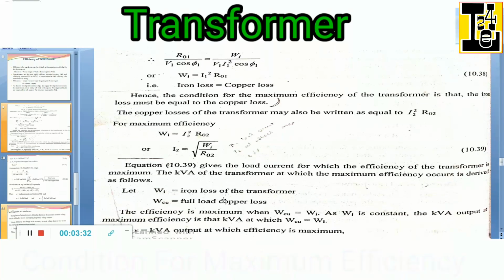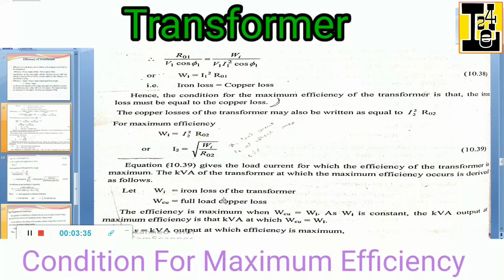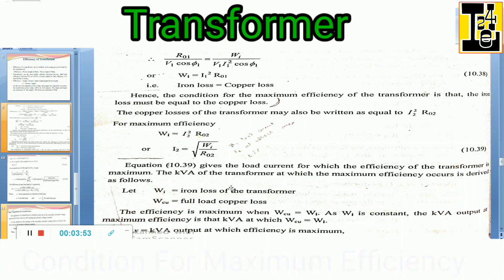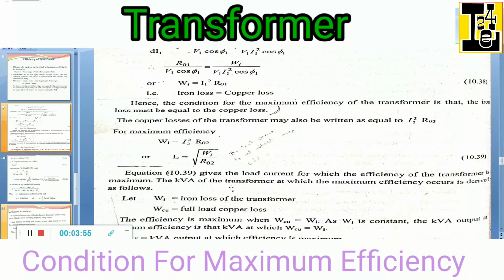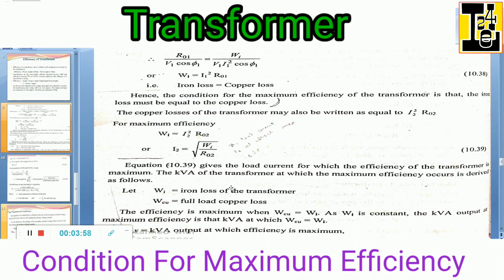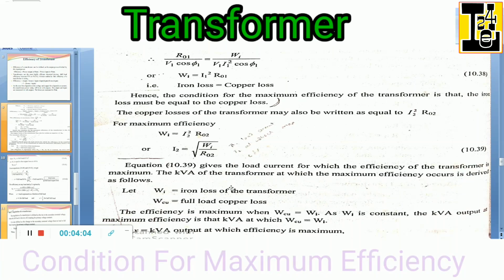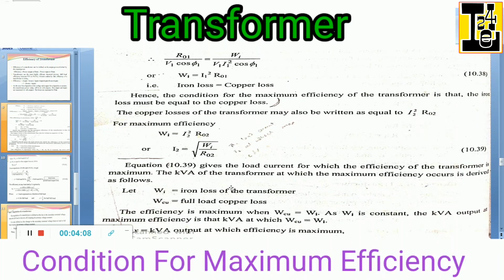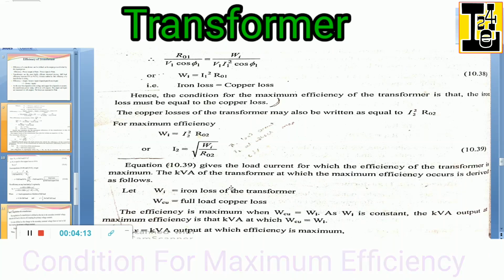The kVA of the transformer at which the maximum efficiency occurs is derived like this. Let Wi be the iron loss of the transformer and WCU be taken as full load copper loss. Here the efficiency is maximum when the copper loss equals iron loss. As Wi is a constant loss, the kVA output at maximum efficiency is that kVA at which WCU, that is copper loss, equals iron loss.